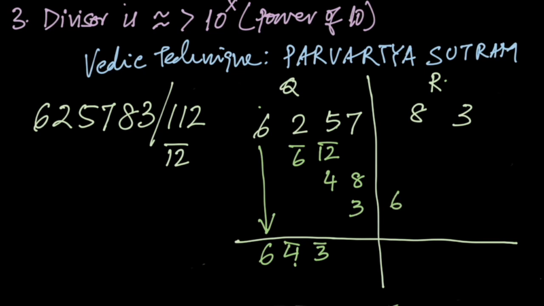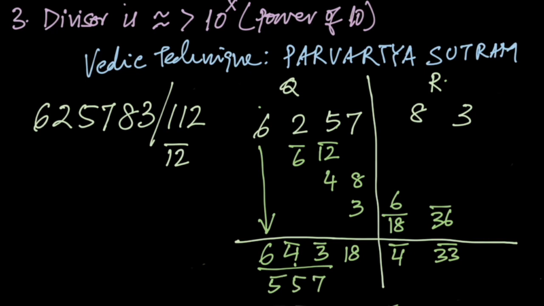Then we add 7, 8 and 3, we get 18. So 18 times minus 1 is minus 18 and 18 times minus 2 is minus 36. So minus 36 is under 3, which is the rightmost digit of the remainder. So we stop this process and we add all the numbers. So here we get minus 33 and minus 4. Now 6 minus 4 minus 3 is nothing but 600 minus 43, which is 557.